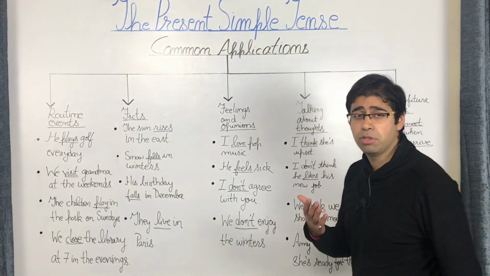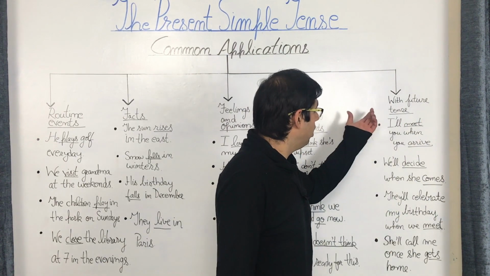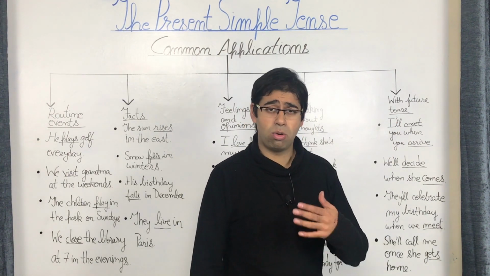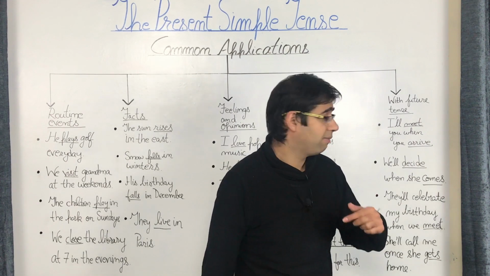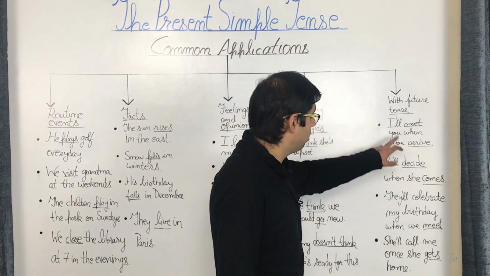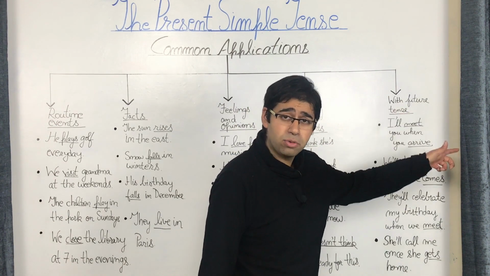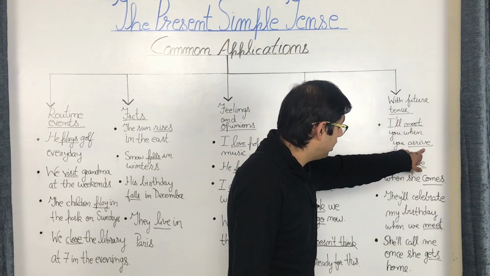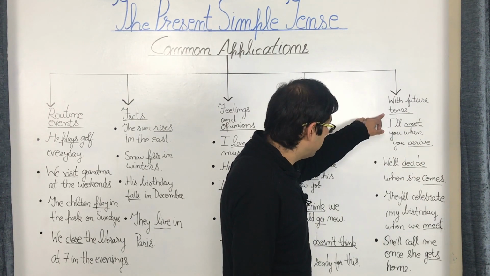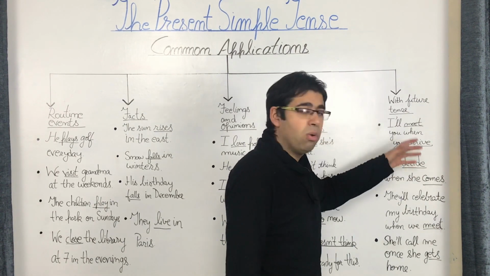And for the final common use, we've got the case of future tenses. Sometimes the simple present is also clubbed with the future tense. Let's have a look how. So, I'll meet you when you arrive. So you've got I'll doing the job of the future. Nonetheless, you've got arrive over there in the simple present. So that's the future tense as well as the simple present working in tandem.